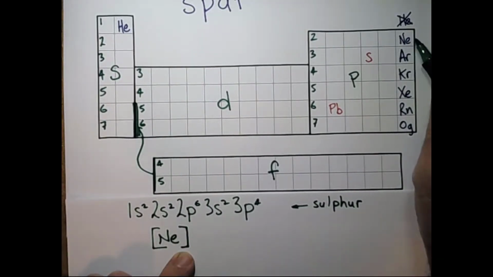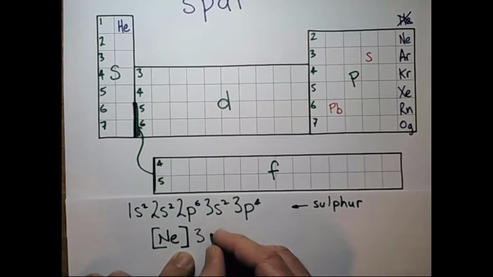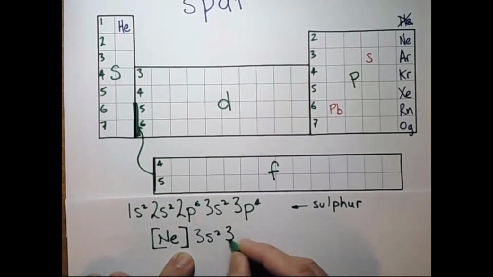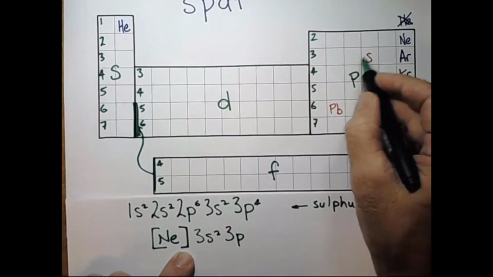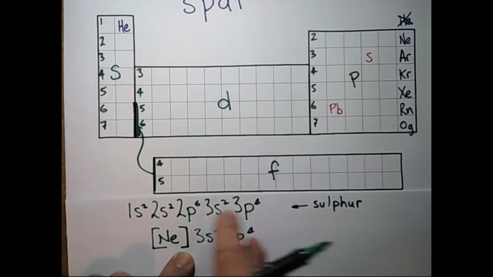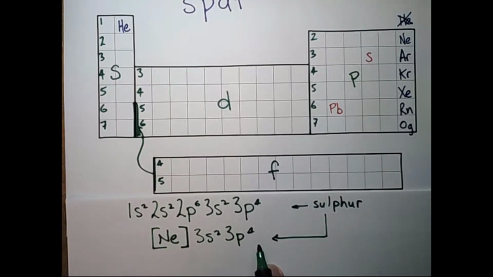So start with neon. Okay, we come down to here, we've got 3s2, and across the table here, 3p, 1, 2, 3, 4. And of course, those last valence electrons are the same as the last electrons on the full electron configuration. So both of those are sulfur. It's just that one is the full configuration and one is the abbreviated configuration.